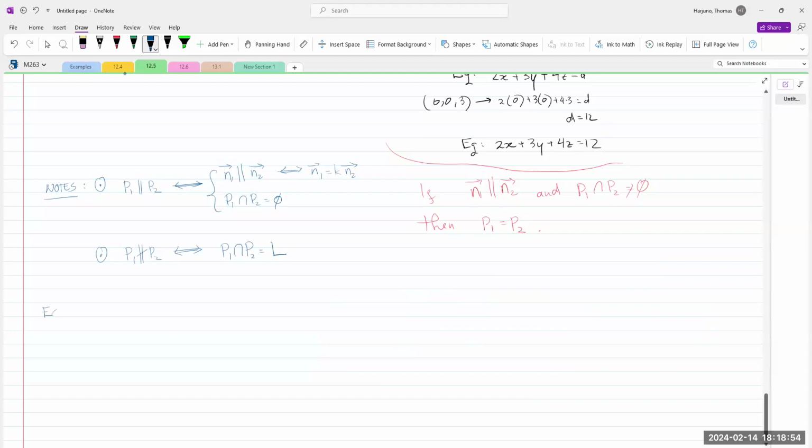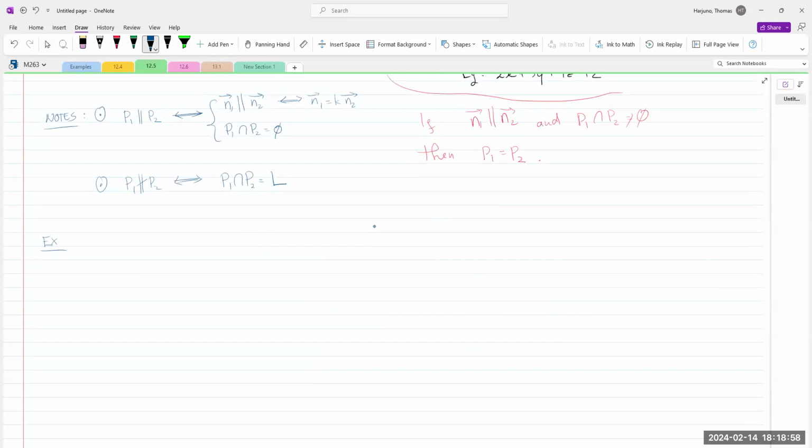So for example, I don't remember what example number, number 5, I think. Example number 5. We have plane 1 given by the equation x plus y plus z equals 1. Plane 2 given by x minus 2y plus 3z equals 1. Okay, first question, find the angle. And part B, find the equation of the line where P1 intersects P2.